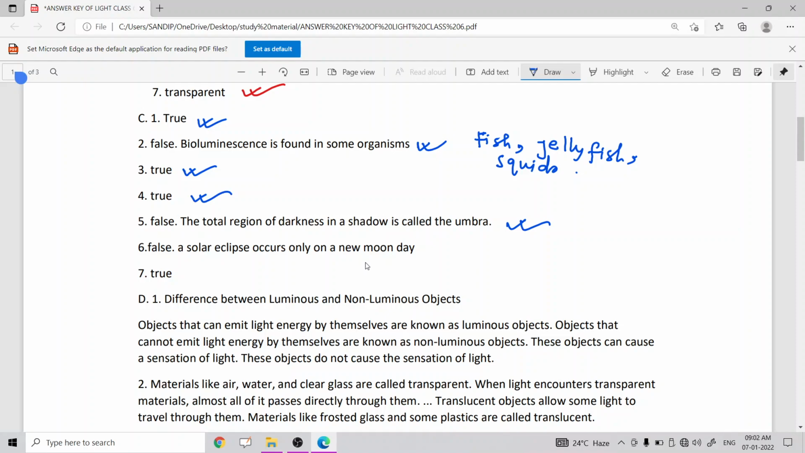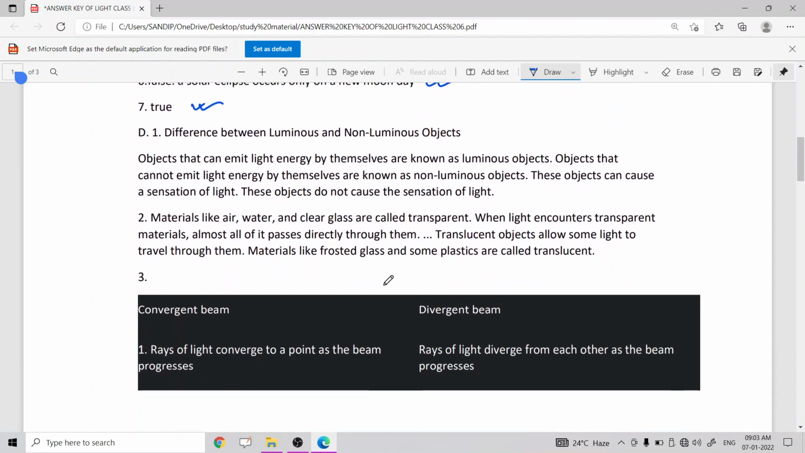Okay, and question number 7: a total lunar eclipse occurs when the moon lies completely in the umbra of the earth's shadow. It is also true. Actually, when the position of the moon is such that the earth is in between the sun and the moon, and the moon lies completely in the umbra of the earth's shadow, then we get a total lunar eclipse.